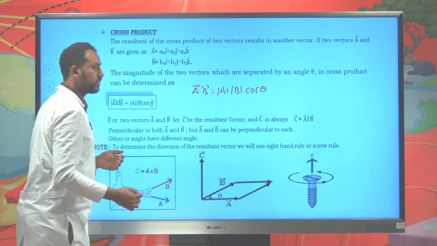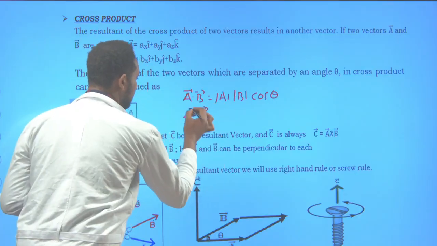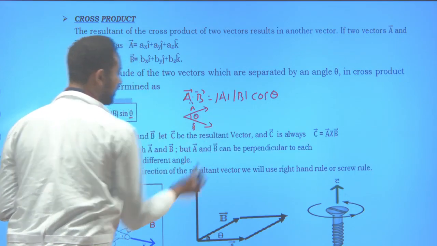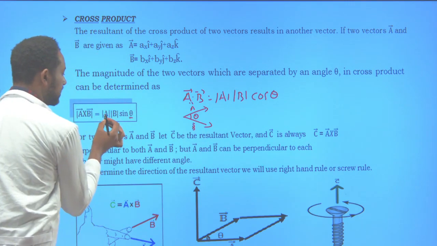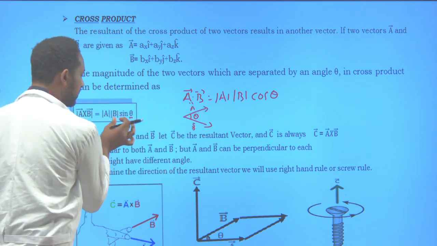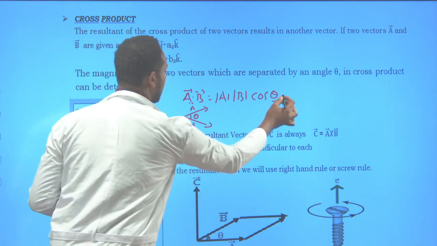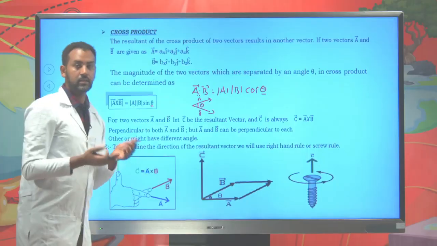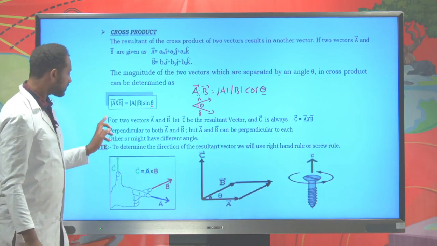That was how we determined the dot product. Suppose here you have two vectors, a and b, that we have said previously, and here we have angle theta. Therefore, the cross product of these two vectors gives us the magnitude of a, the magnitude of b, sine theta. Don't forget these two. Cos theta gives us a scalar quantity. Whenever you have sine theta, it gives us a vector quantity. And this is the cross product.